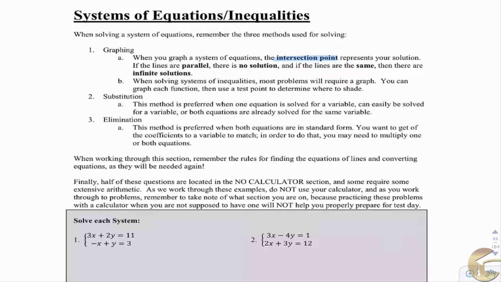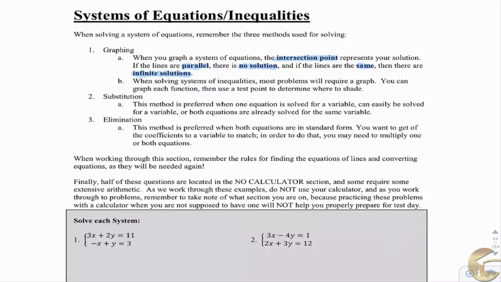Now, if lines are parallel, you're not going to have a solution. We'll hit that a little bit more as we go through our examples. But again, parallel lines have no solution. And if the lines are the same, then they have infinite solutions. And again, we're going to hit both of those types of special cases and what they look like on the SAT here in just a little bit. So just make sure you're aware of it, and we'll go over it here in just a few minutes.